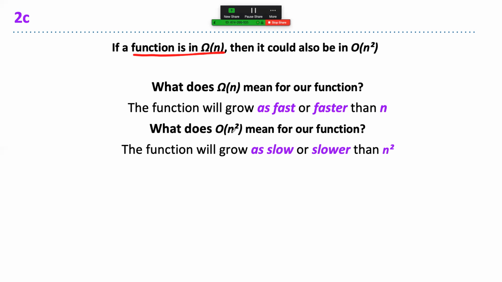So let's say we didn't know anything about omega of n, and we only knew about O of n squared. Well, if O of n squared is the upper bound, then we can think of it as the vice versa of omega, in the sense that our function can be n squared, n, and so forth. And so to answer this question, if a function is omega of n then it could also be O of n squared, it is actually true in this case.